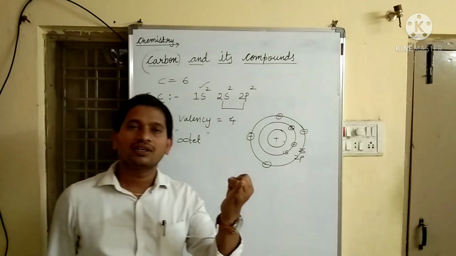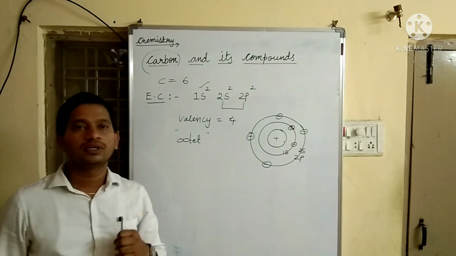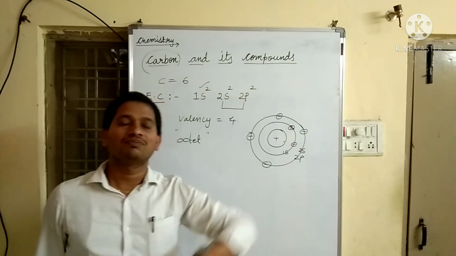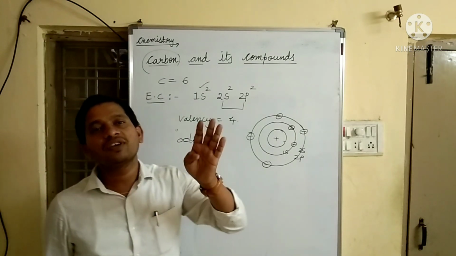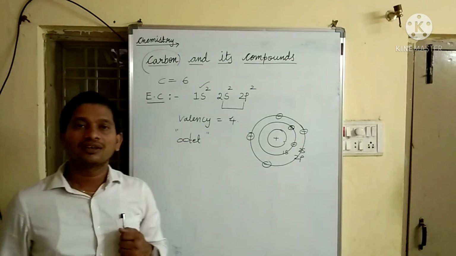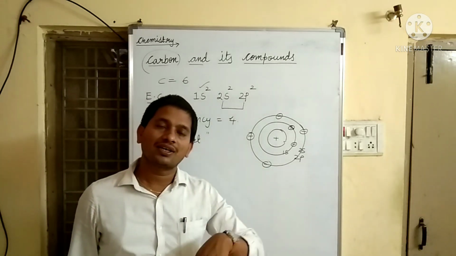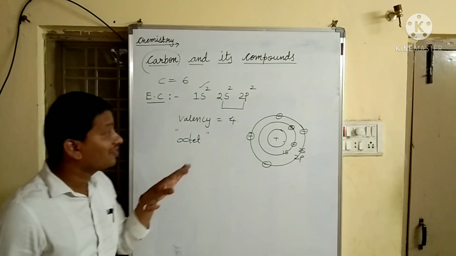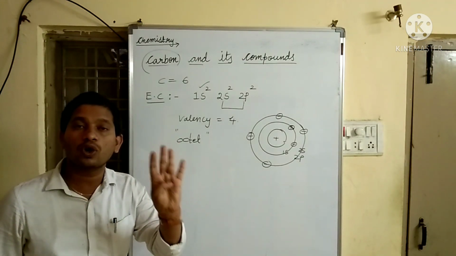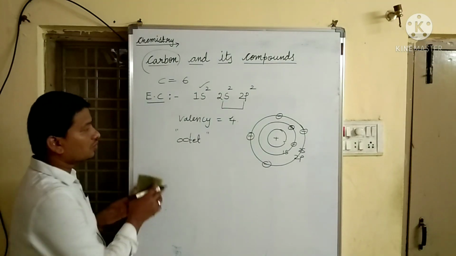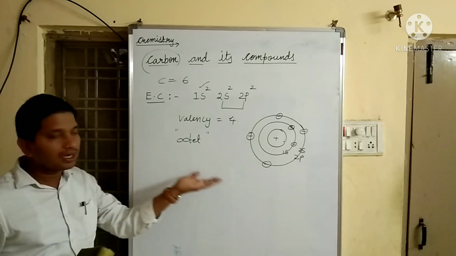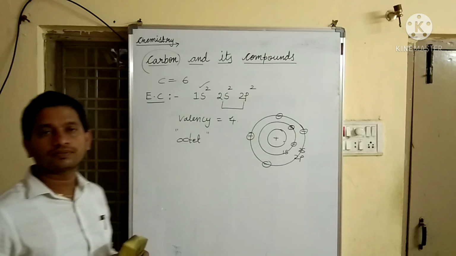See, if it has 1 electron, it can easily donate. If it has 1, 2, 3 electrons, it can easily donate them to some other atom. If it has 5, 6, 7 electrons in the outermost shell, it can easily gain 3, 2, 1 electrons respectively from other atoms. But in the case of carbon, it has 4 electrons in the outermost shell, so it would have to donate 4 electrons, or else gain 4 electrons.